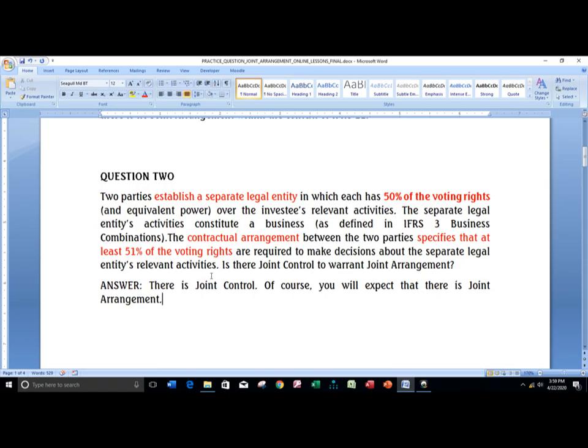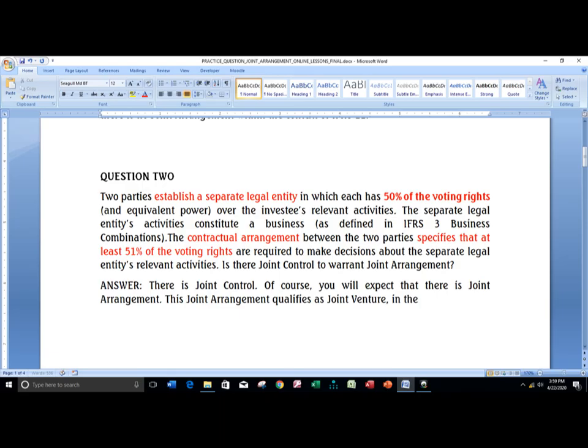Other things being equal, that is after you must have considered the three other factors. Factor one is the legal form must specify that the parties involved have rights to the assets and obligations for the liabilities. Contractual terms must also support that, in addition to other relevant facts and circumstances. So I would say that this joint arrangement, that is after we have established that there is joint control, so you can extend that question, this joint arrangement qualifies as a joint venture.